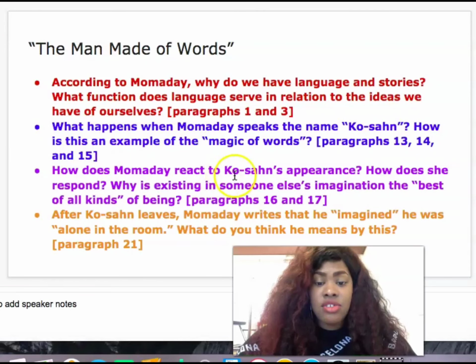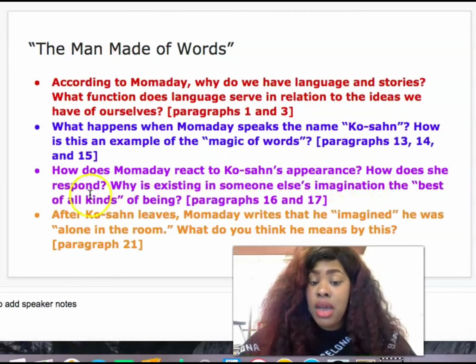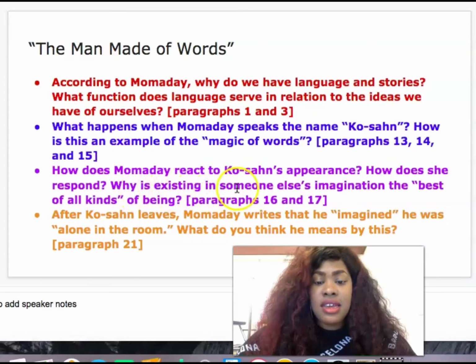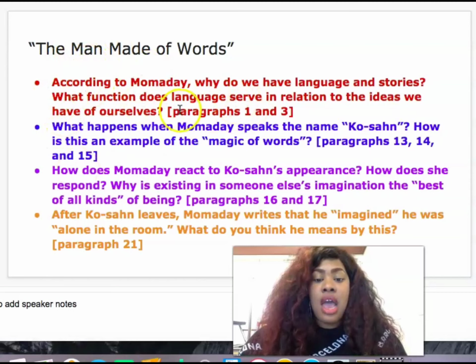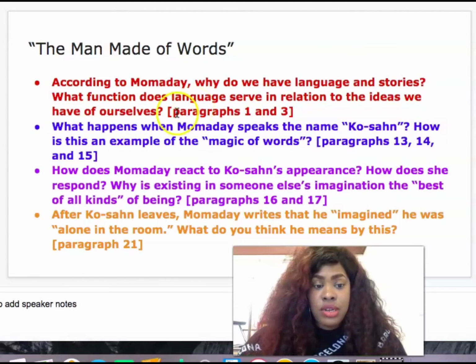How does Momaday react to her appearance? How does she respond? Why is existing in someone else's imagination the best of all kinds of beings? This is in paragraphs 16 and 17. And our last question says, after she leaves, Momaday writes that he imagined he was alone in the room. What do you think he means by this? This will be in paragraph 21. So you are going to read The Man Made of Words, stop after you've read the particular sections and look for the answers, giving me a clear and decisive answer with textual evidence.